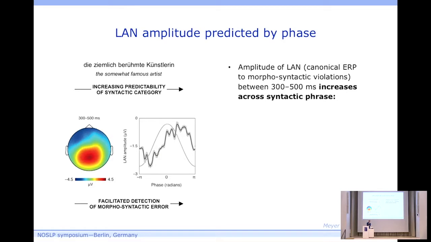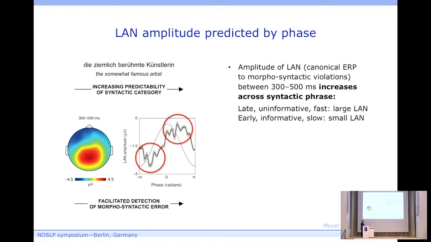And so here again, I sorted the amplitude of the LAN. This is the topography. Don't look at the red blob. Only look at the negativity over the left anterior sensors, please, just for the matter of the argument. I took the amplitude in this time window between 300 and 500 milliseconds, and again sorted all trials by their phase. And you can see easily that the amplitude of the left anterior negativity now increases across the syntactic phrase, such that late violations in the phrase that are not particularly informative and where the response is fast, this is accompanied by a large LAN response.